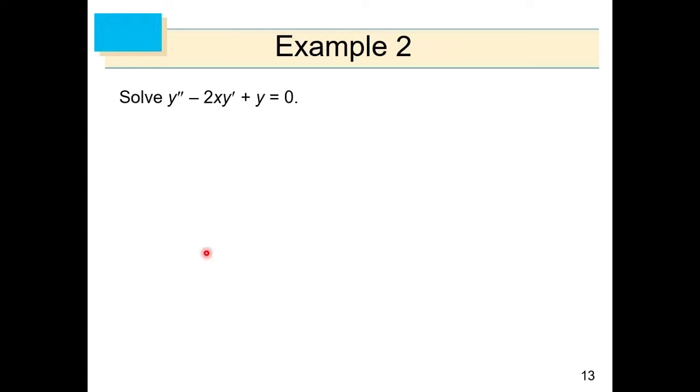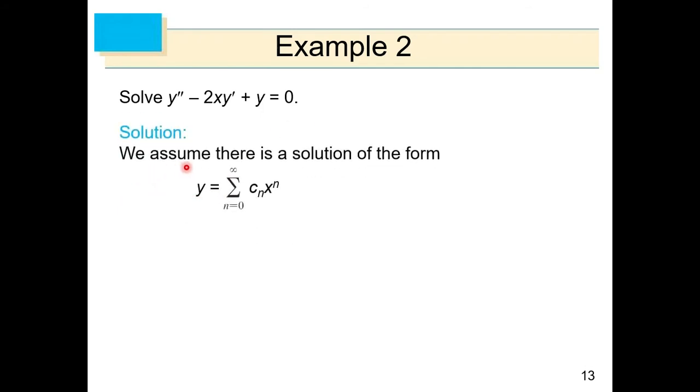Now example number 2: double derivative of y minus 2x y dash plus 5 is equal to 0. We assume there is a solution of the form of this power series, y is equal to summation n is equal to 0 to infinite cn x raised to n.